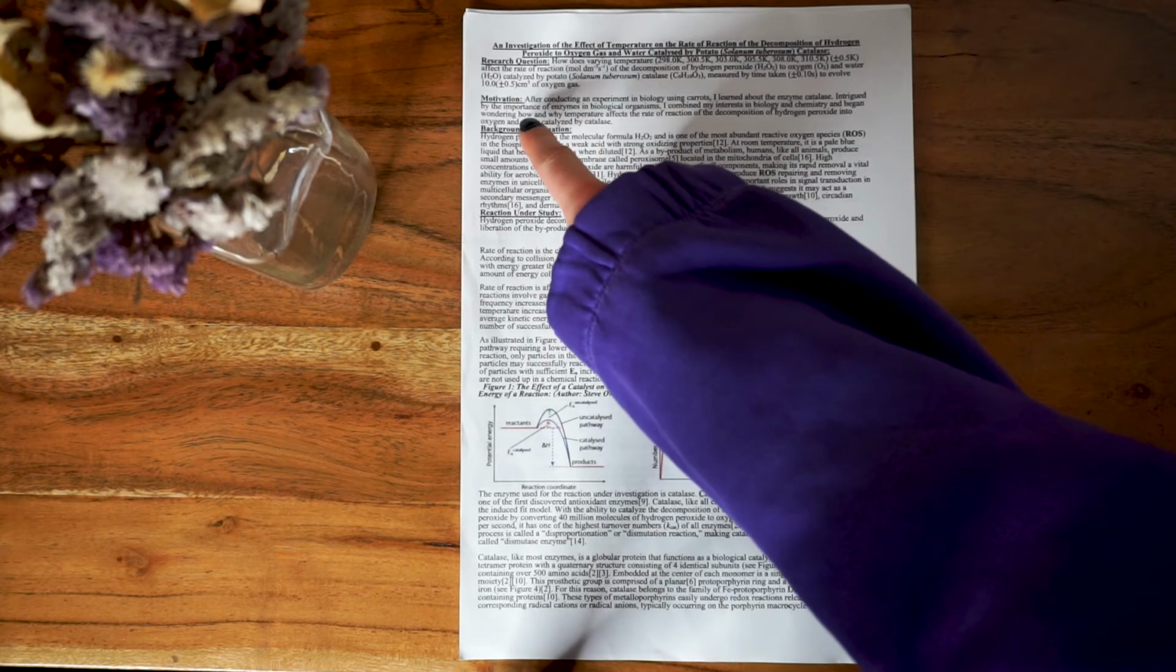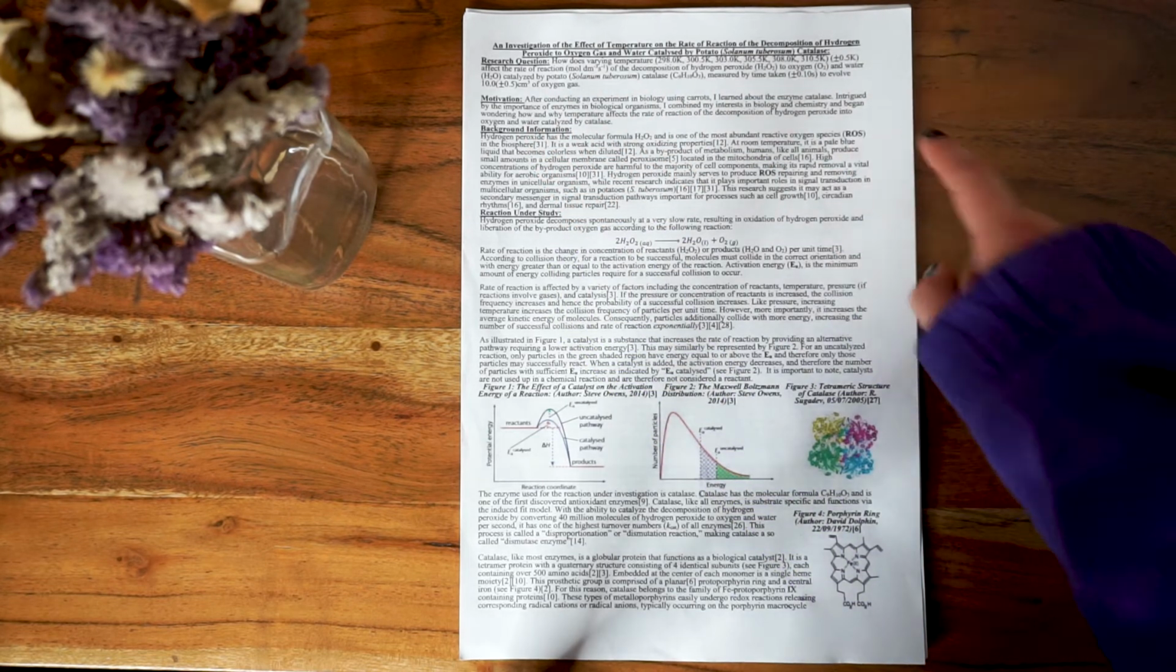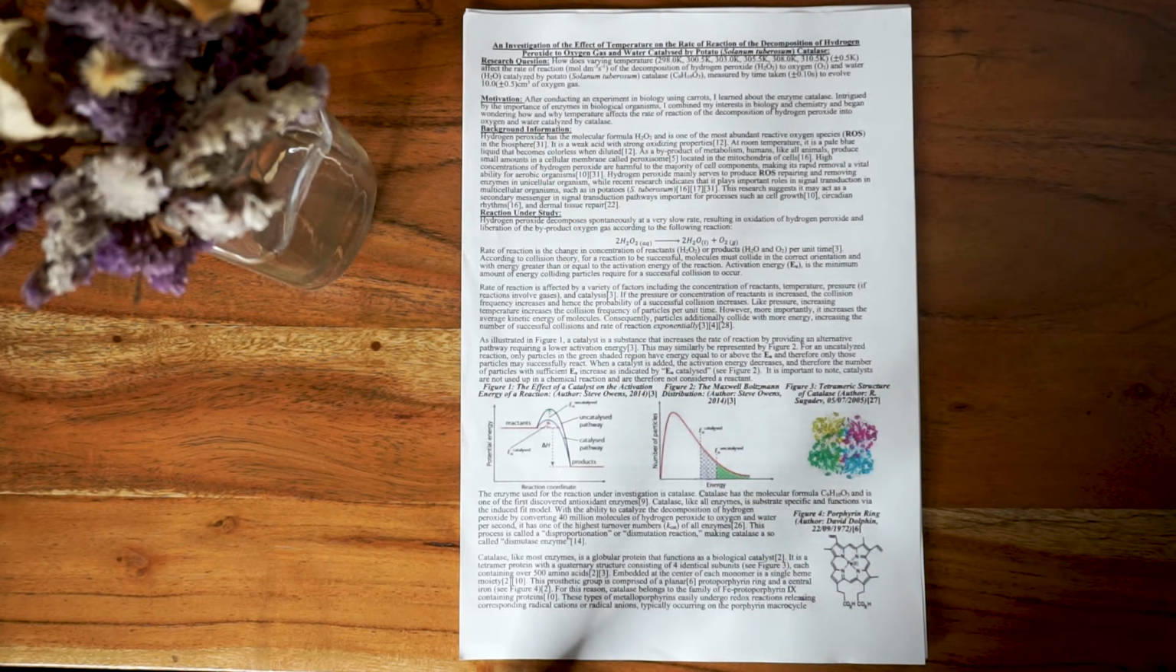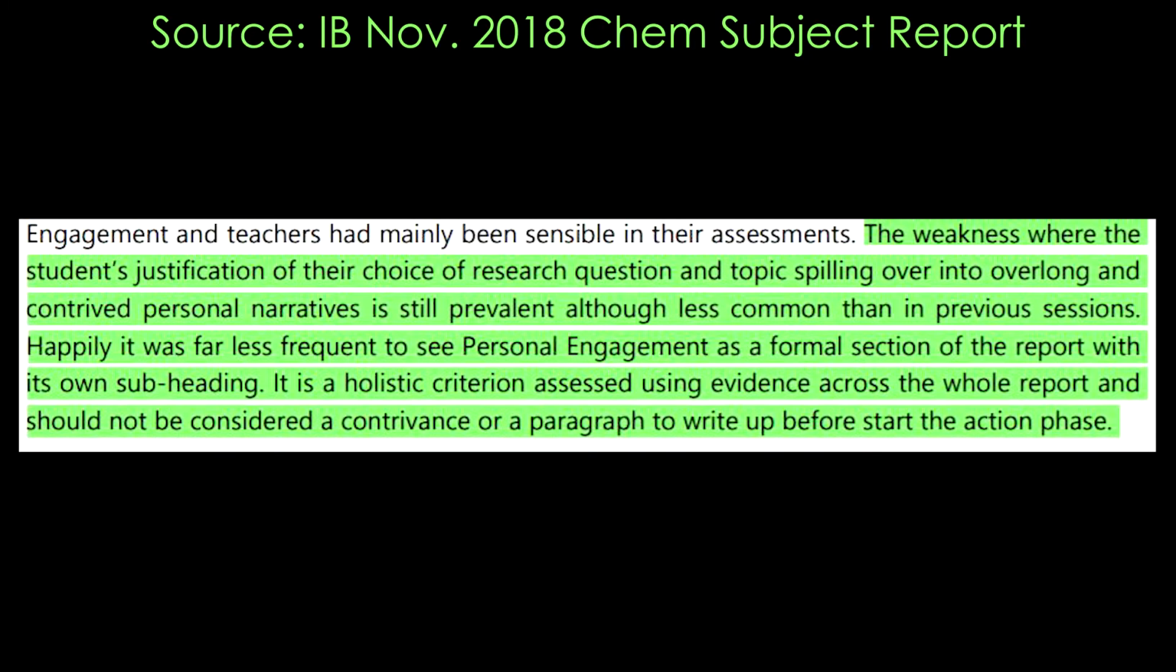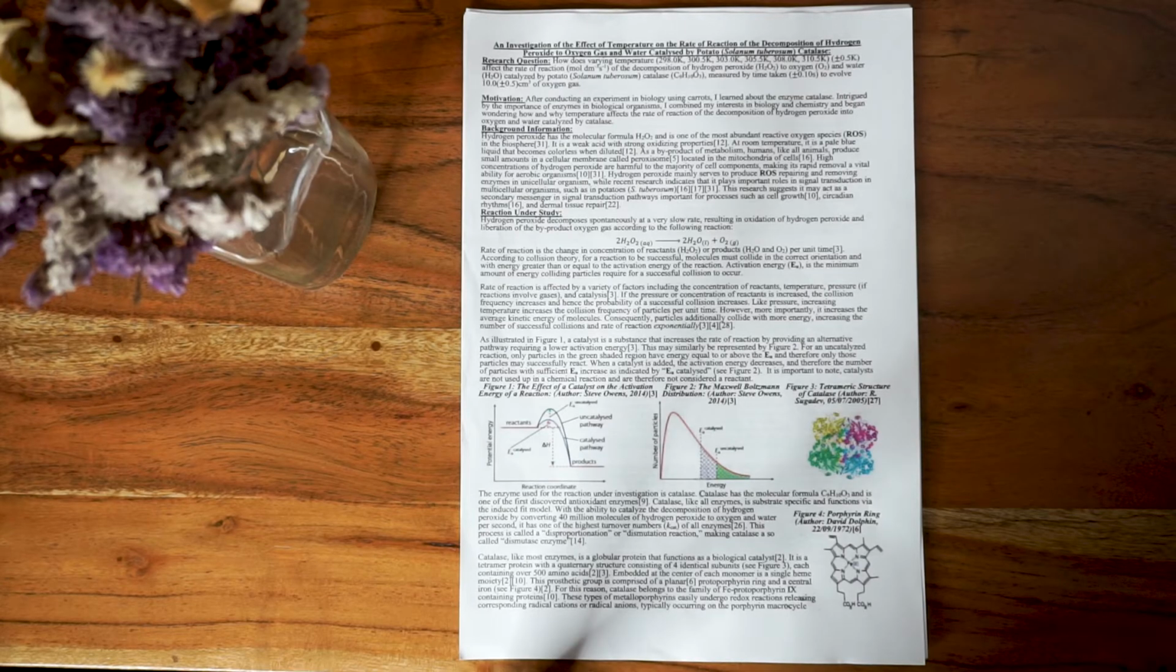Following this, I have my motivation section. Commonly considered the personal engagement section, this is just a short summary about why I chose my topic. This should not be longer than 2 to 3 sentences and should definitely not be titled personal engagement, as the IB absolutely hates this, and long rambles about why you chose a topic, as stated multiple times in their annual subject reports. Personal engagement is a criterion that is demonstrated throughout your lab report, and this is only a minuscule part of how to demonstrate personal engagement.